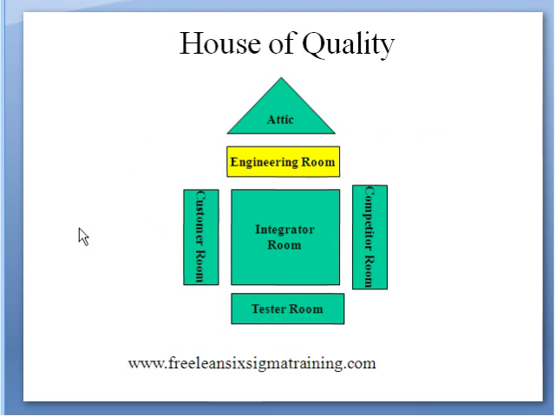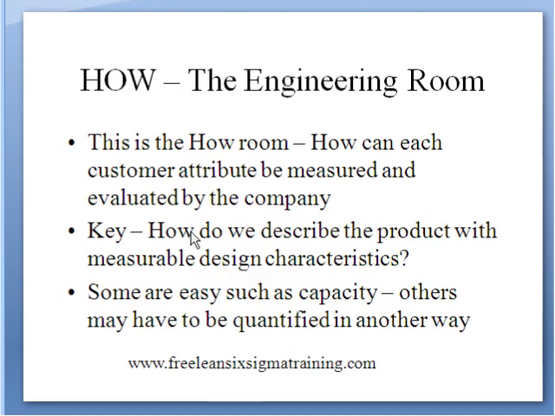The second room is called the engineering room. The engineering room is what's called the how room in this puzzle. The how room asks, how can we measure the attributes described by the customers, and how can we think about how to evaluate those attributes? So we're trying to describe the product with measurable design characteristics.